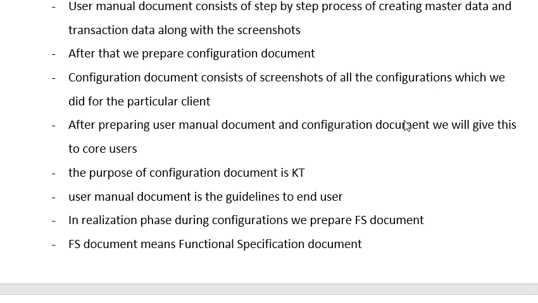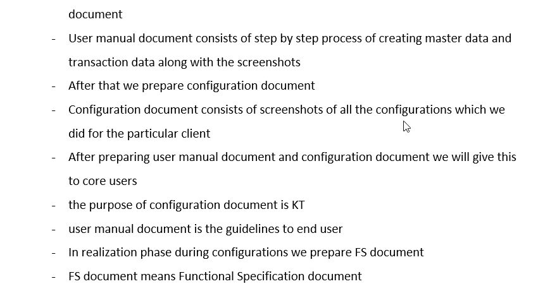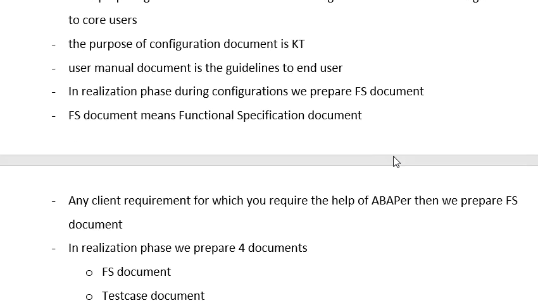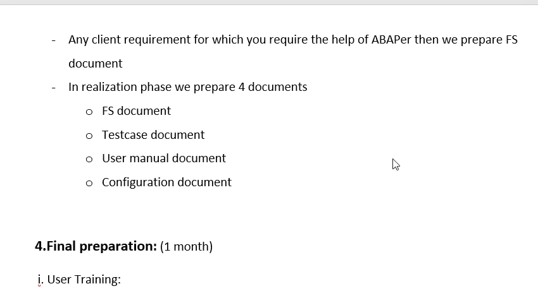In realization phase, during configurations we prepare the FS document. FS document means functional specification document. For any client requirement for which we require the help of ABAP, we prepare an FS document. So in realization phase, in total we prepare 4 documents: FS document, test case document, user manual document, and configuration document.